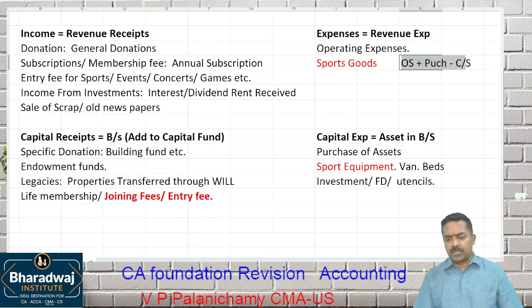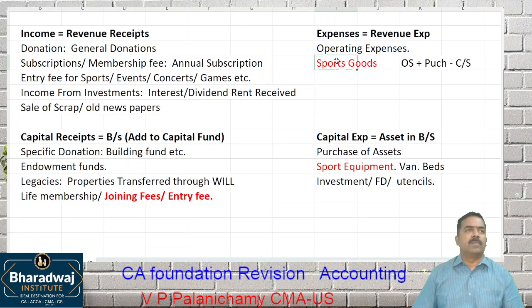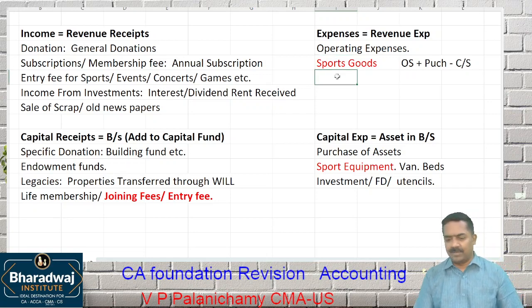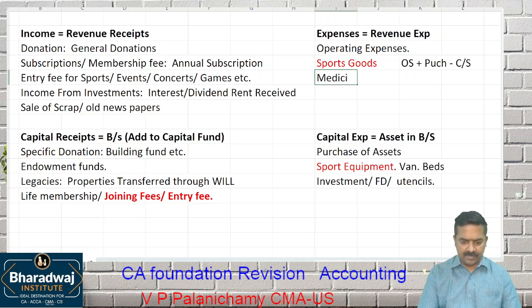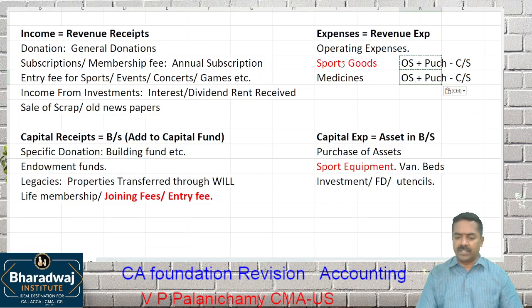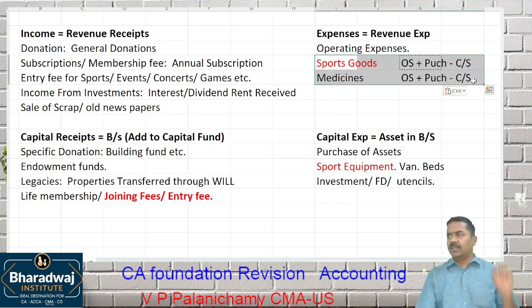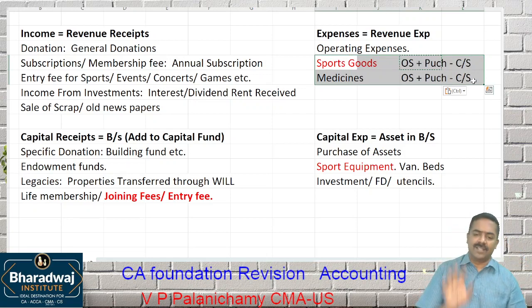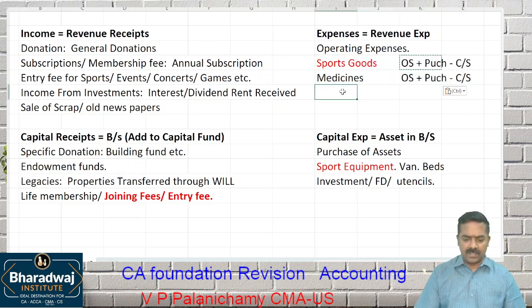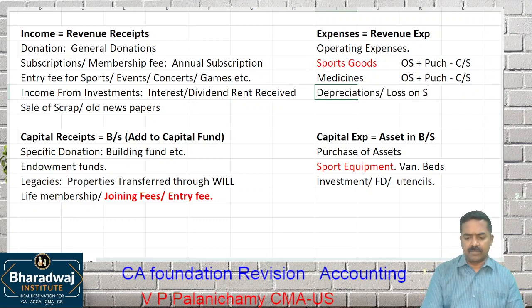Clear? Sports goods for a sports club, for example, let us assume for a hospital, non-profit or hospital. It will be medicines. Medicines, what will you do? Opening stock plus purchases minus closing stock, like that you may take it. So wherever there is a consumable involved, you will work out opening stock plus purchases minus closing stock. That is the expense. Apart from that, you will have depreciations, loss on sale of assets. That is like as usual.